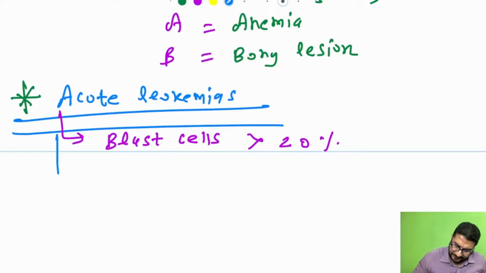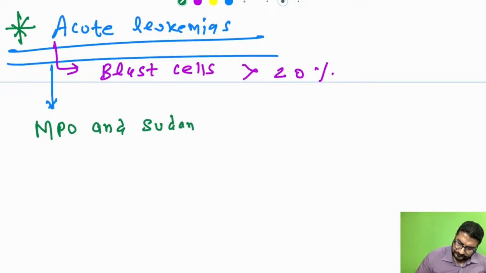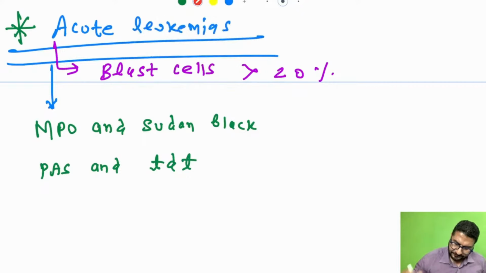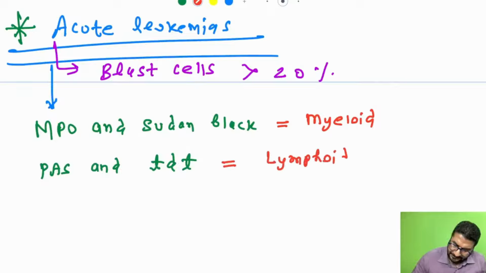The second approach is simple. If cells are stained for MPO or Sudan black, or these cells are stained for PAS and TdT. Try to understand this. Suppose blast cells are more than 20%. If they are stained with MPO and Sudan black, then it's a myeloid leukemia, means the M one, means AML. If it is positive for PAS and TdT, then it is lymphoid leukemia. Listen to me carefully.